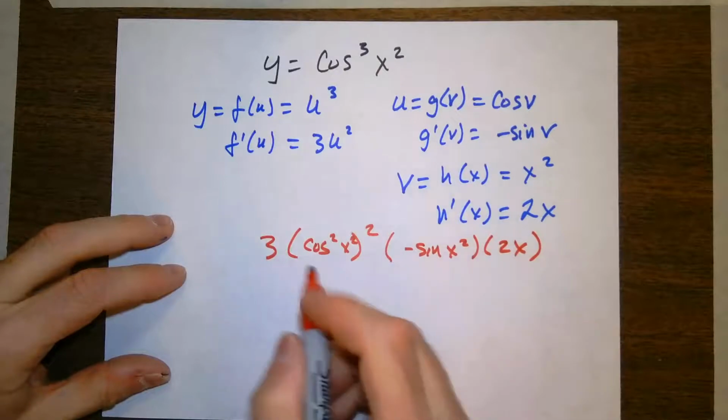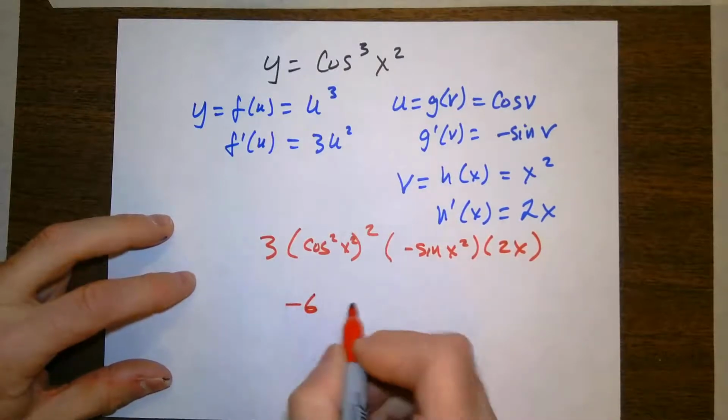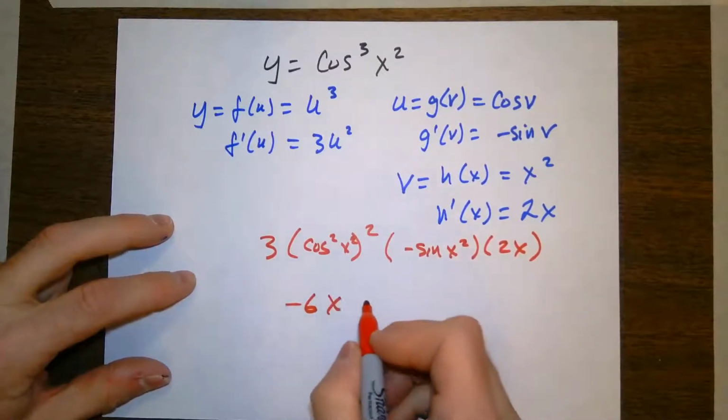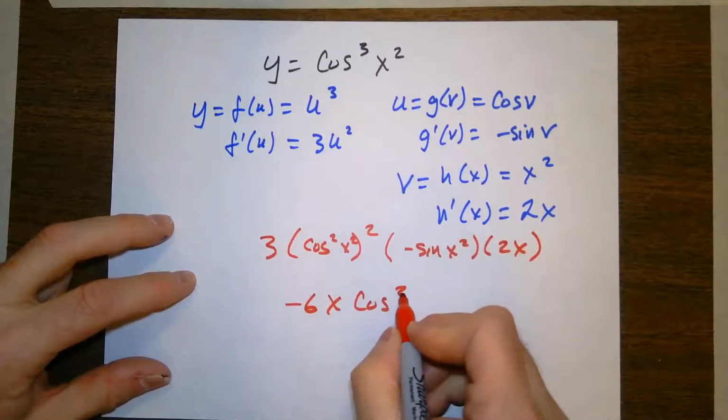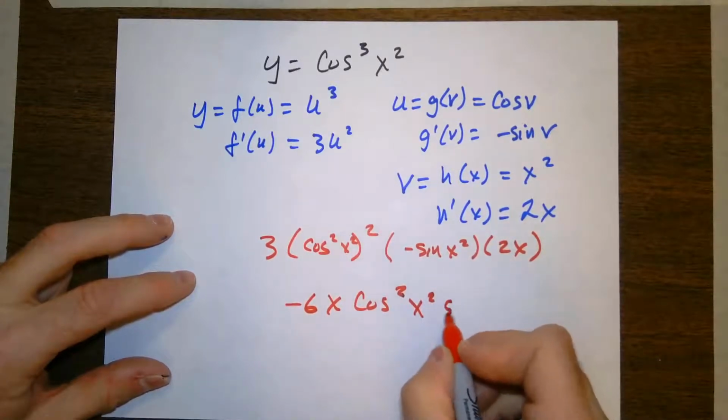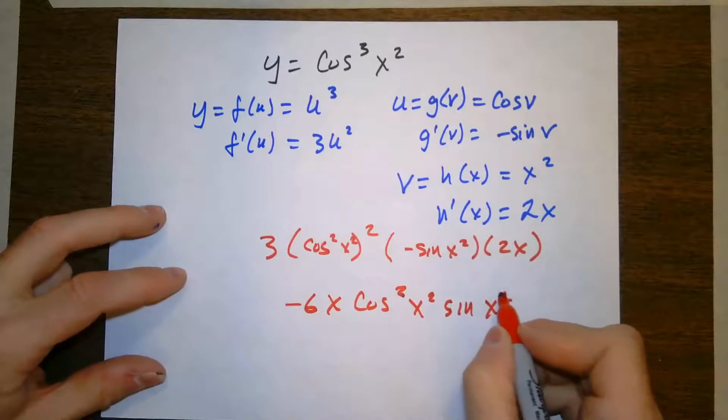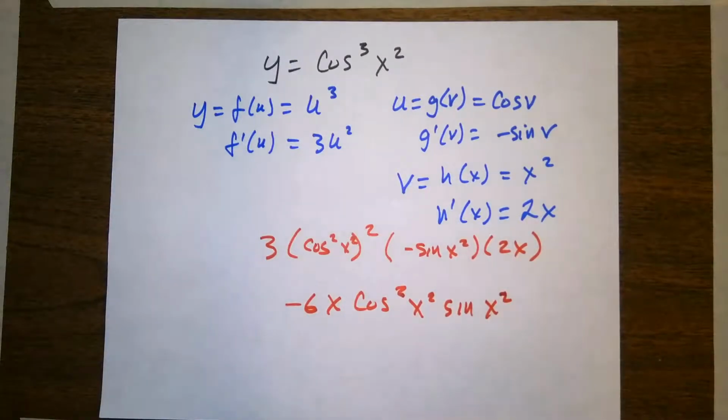So negative 2 and 3 is going to give me negative 6x cosine squared x squared sine x squared. That's a tough one, a function inside of another function. So negative 6x cosine squared x squared sine x squared. All right, another one.